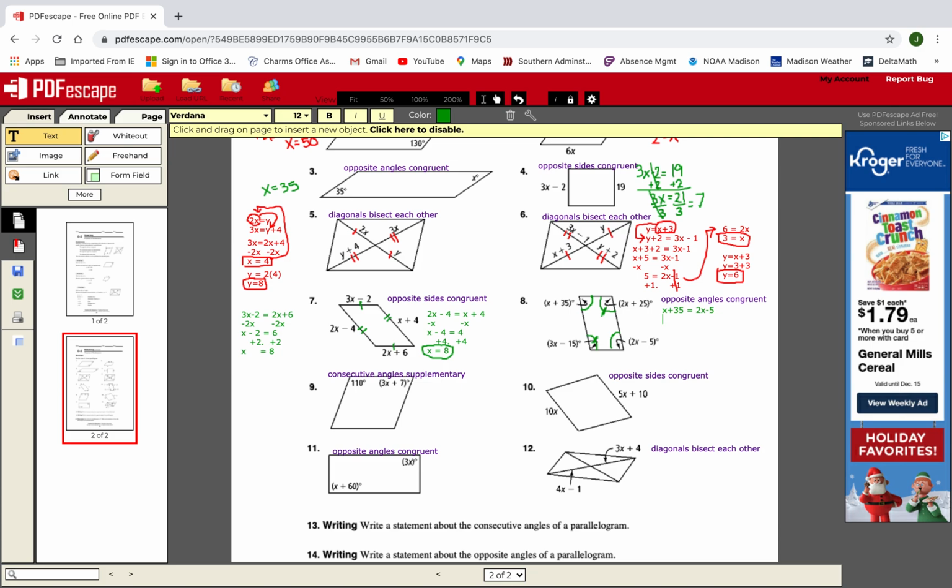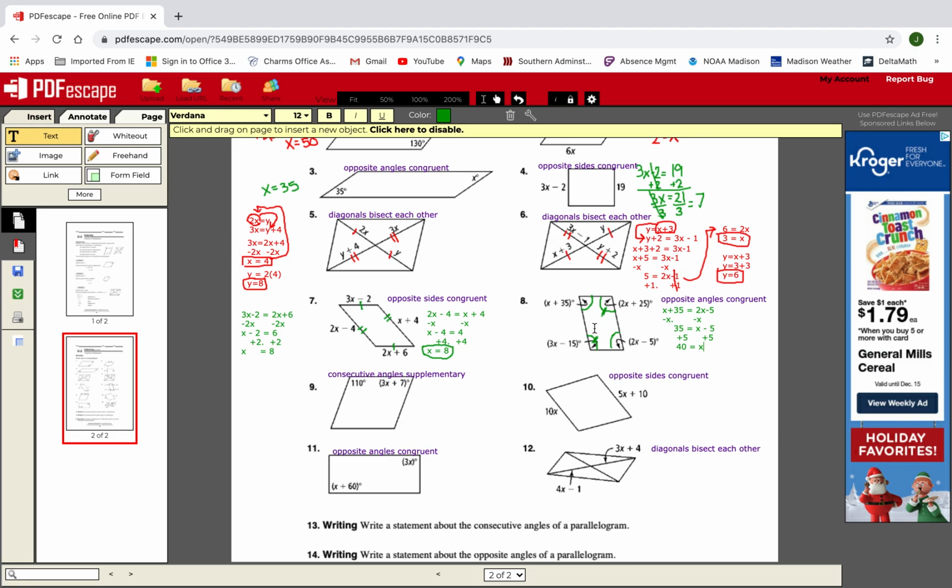So I'm subtracting x from both sides. Okay, subtract x. On the left side, I've just got 35 because x minus x canceled out. On the right side, 2x minus x is x, and then I have my minus 5. So my last step here then would be to add 5 to both sides. So on the left side, 35 plus 5 is 40. And on the right side, I've just got x because negative 5 and positive 5 cancel out.